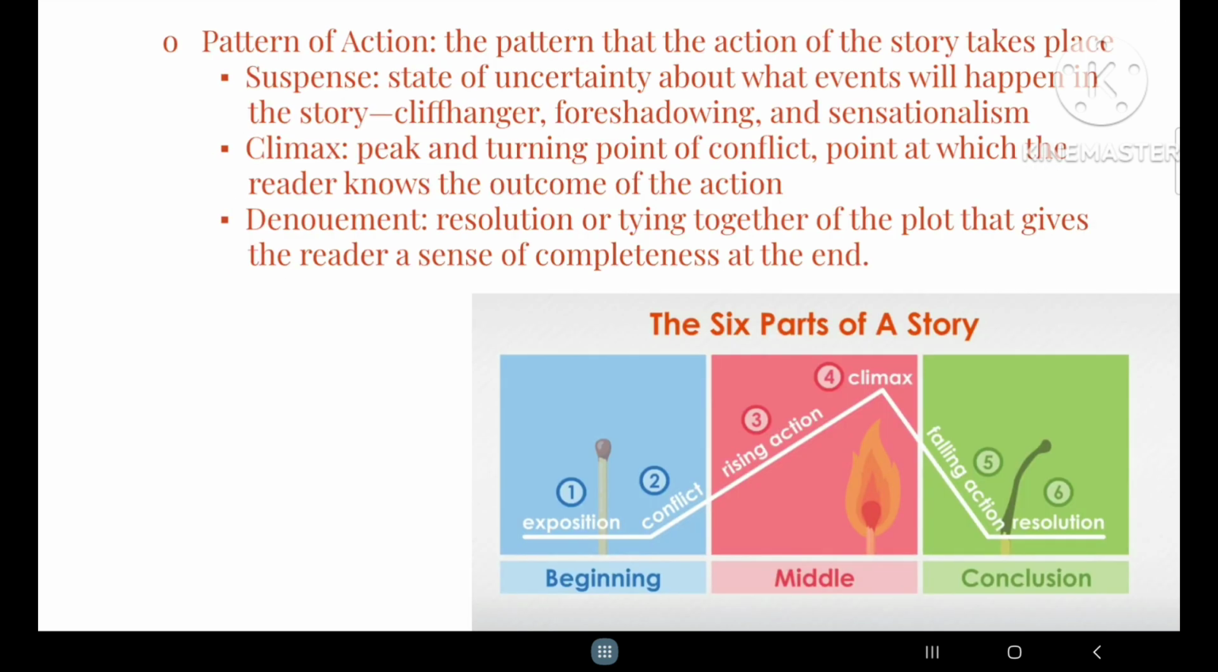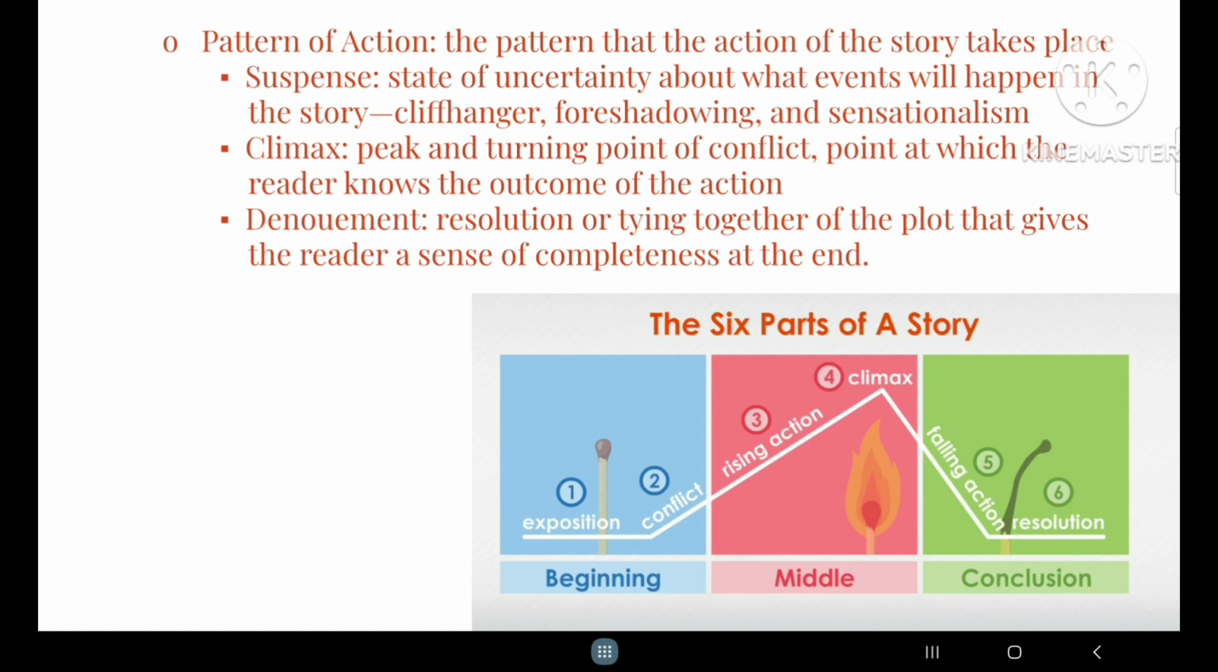The third element of plot is the pattern of action. The pattern in which the action of the story takes place is described as the pattern of action. There are three patterns of action. They are suspense, climax, and denouement.